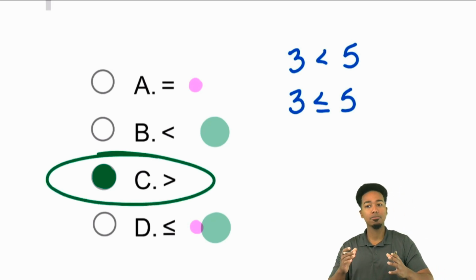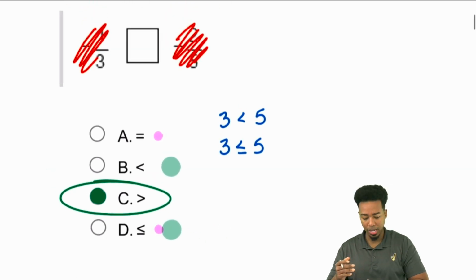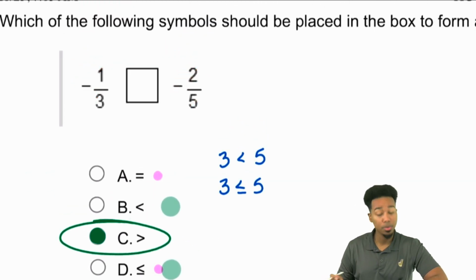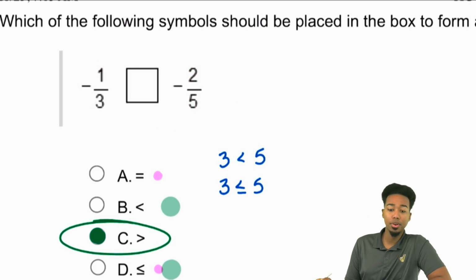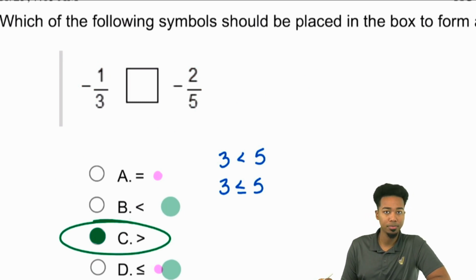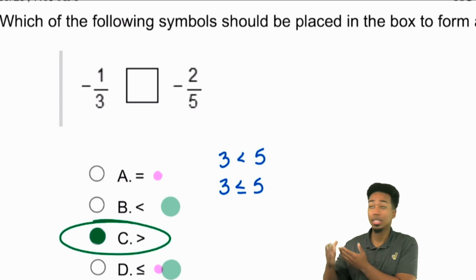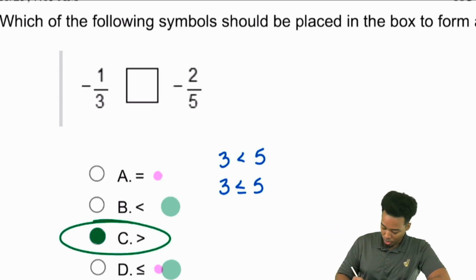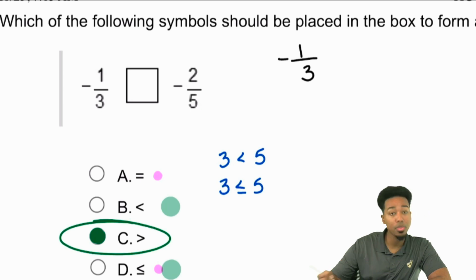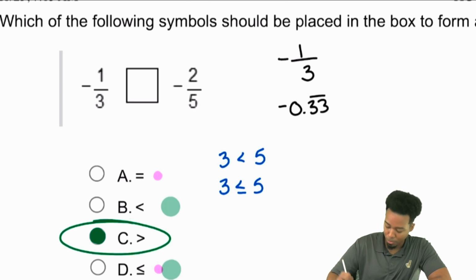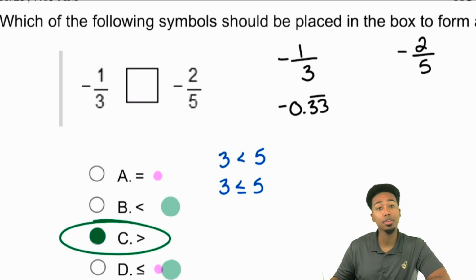Now, if we're going ahead and just actually tackling the problem itself, I can still show you how this is going to be correct. So we have negative 1/3 and we have negative 2/5. Quickly, you can grab a calculator and calculate what you have in front of you. So negative 1/3, what is that going to be? Well, when you plug 1/3 into your calculator, you're going to get 0.333 repeating. So that'll be negative 0.33 repeating. Now, for the negative 2/5, plug that into your calculator, and what you'll get is negative 0.4.